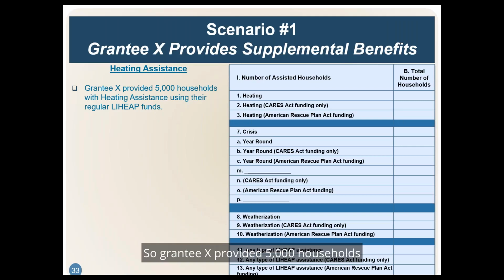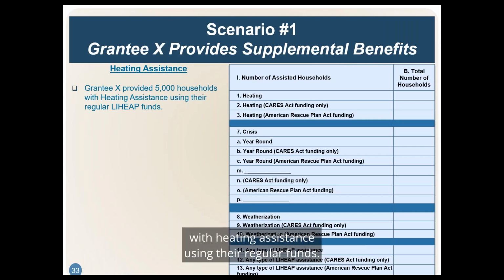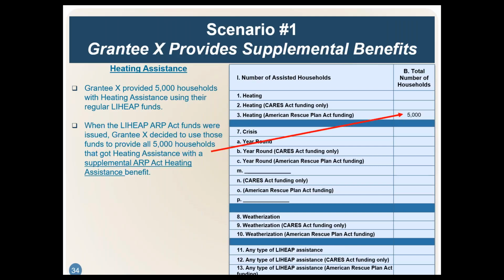So grantee X provided 5,000 households with heating assistance using their regular funds. For the household report, there aren't any lines for just reporting regular funds, so I'm not going to enter anything yet in column B. When the ARPA funds were issued, this grantee decided to use those funds to give the 5,000 households that received heating assistance with the regular LIHEAP funds an extra supplemental benefit. So I'm going to put 5,000 in line 3, heating assistance households that were assisted with ARPA funding, because those 5,000 households received that supplemental benefit.